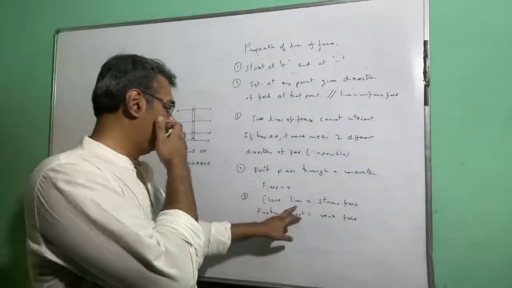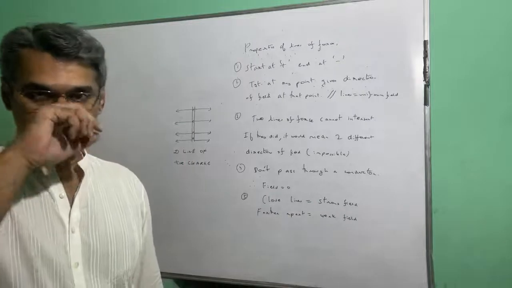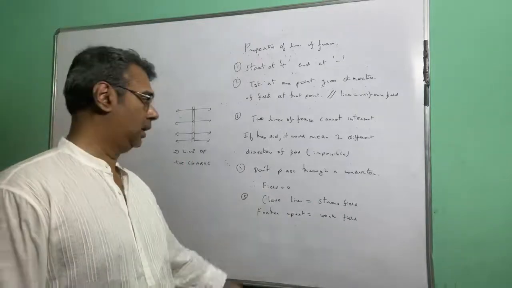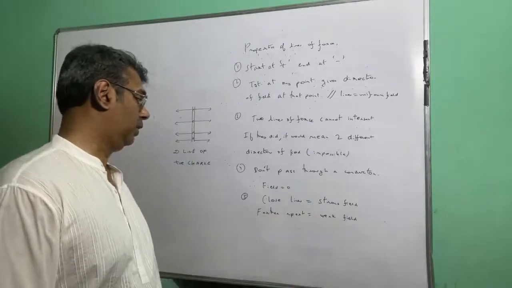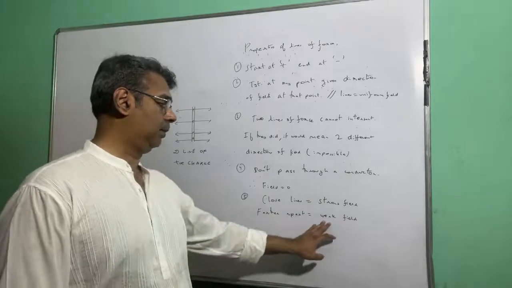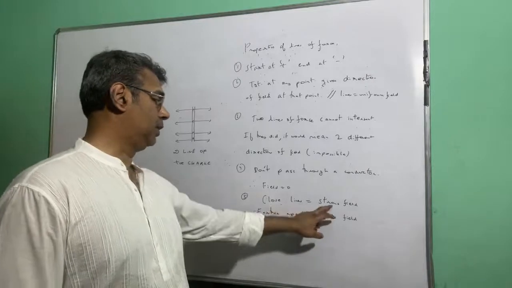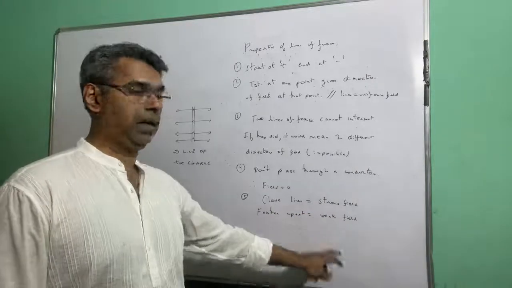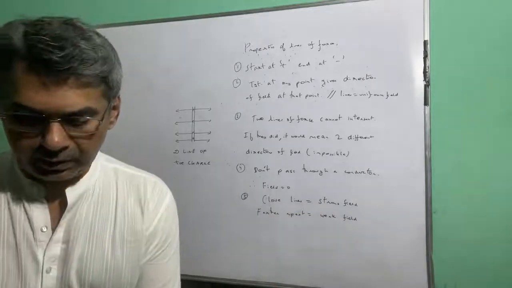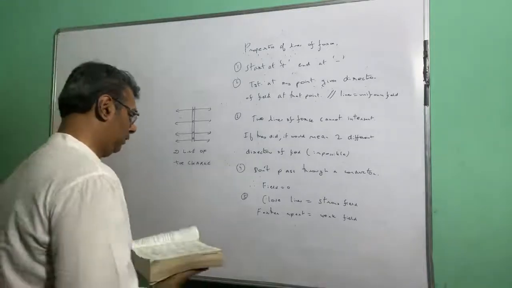Number 5: if the lines are very close, that means the field is strong. But if the lines are far apart, that means the field is weak. If the lines are very close to each other, the field is strong. If the lines are far apart from each other, the field is very weak. This is point number 5.